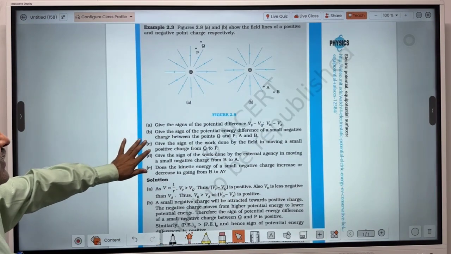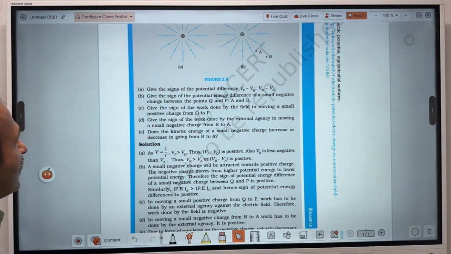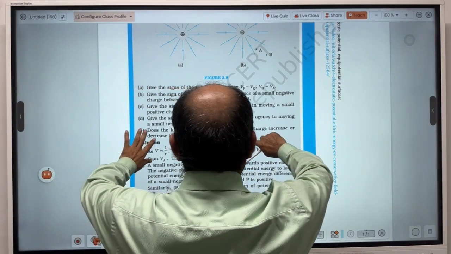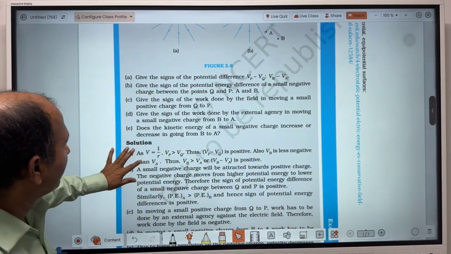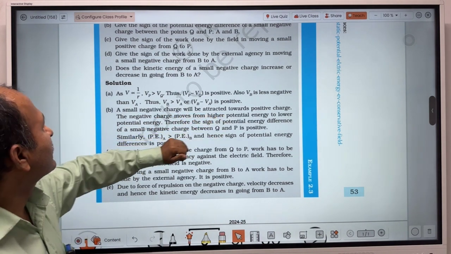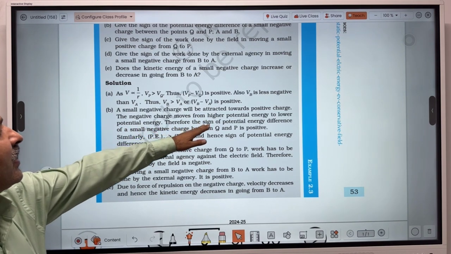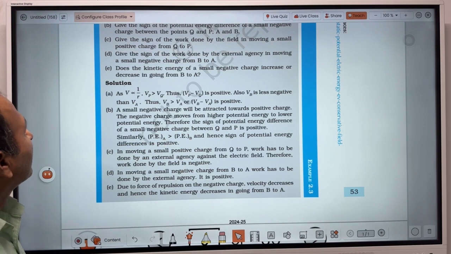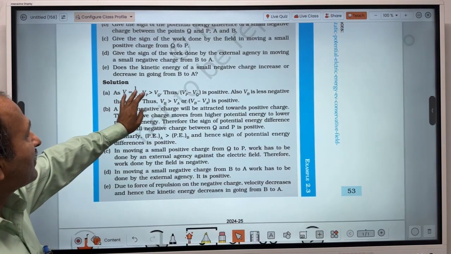Now give the sign of potential energy, and then you can find potential energy. So how will you decide? Here again you have to do the same thing. Let's see the explanation that is given. A small negative charge will be attracted towards the positive charge. The negative charge moves from higher potential to lower potential energy. Therefore, the sign of the potential energy difference of a small negative charge between Q and P is positive. Similarly, PE at A will be compared with PE at B. This is the case of the second one.